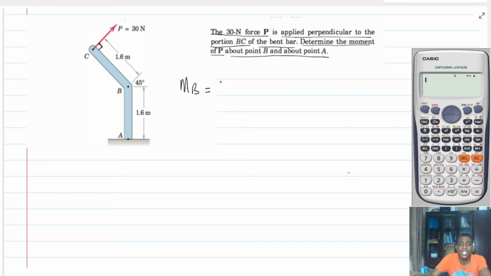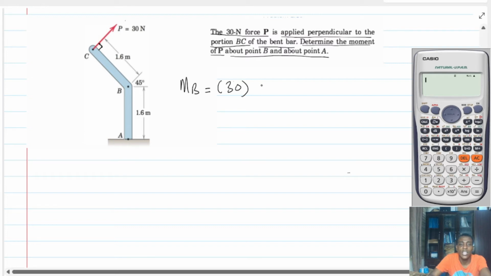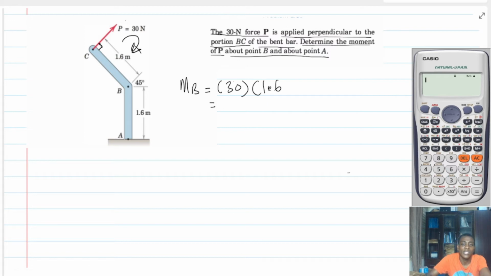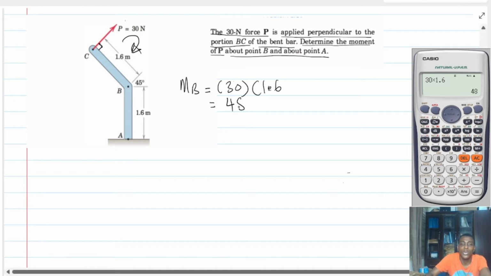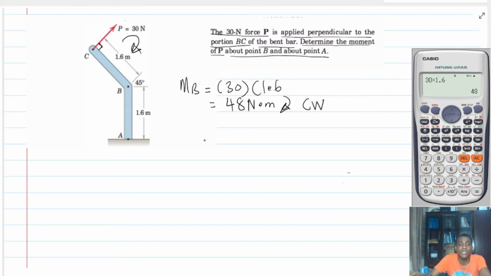It's going to be force times perpendicular distance, which is 30 times 1.6. And this force is going to come and rotate in this way. And that is what? Clockwise. So it's going to be 30 multiplied by 1.6. That is 48. So straightforward, 48 Newton meter clockwise. All right, so you can either write this as clockwise or you can write it with the arrow, the same thing. All right, so point B is pretty much simple and straightforward.